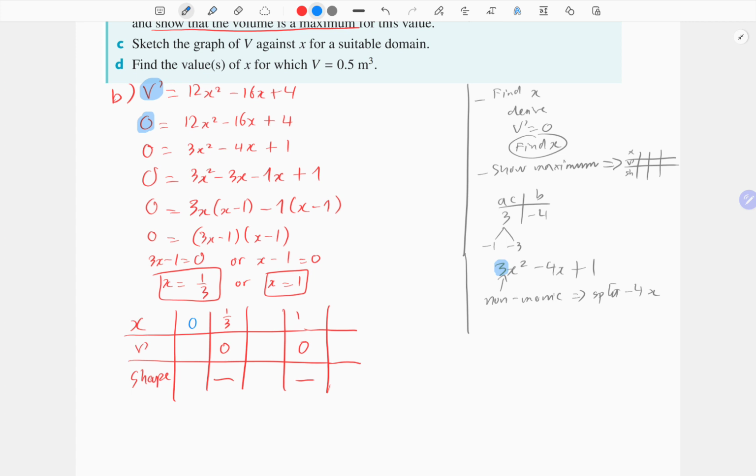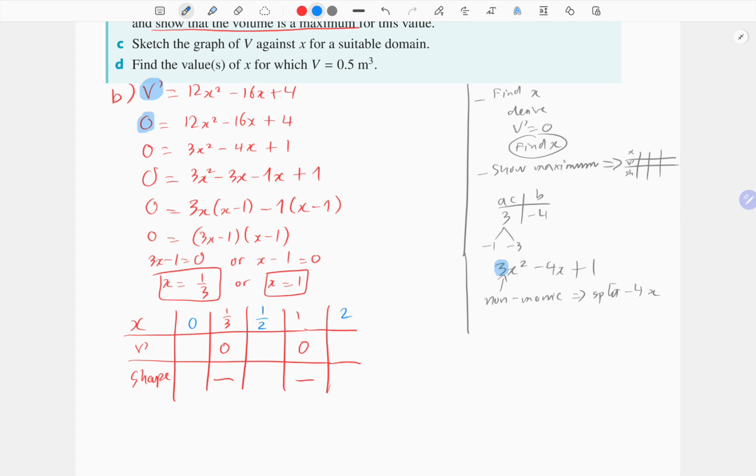Would you just do like 1/2 for the middle? You can. 1/2 is a good choice. Because 1/3 is like 0.3, so you can choose 0.5. And after 1, I think the easiest one is just going to be 2.